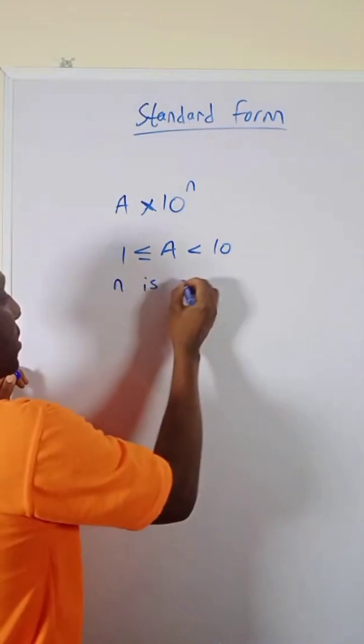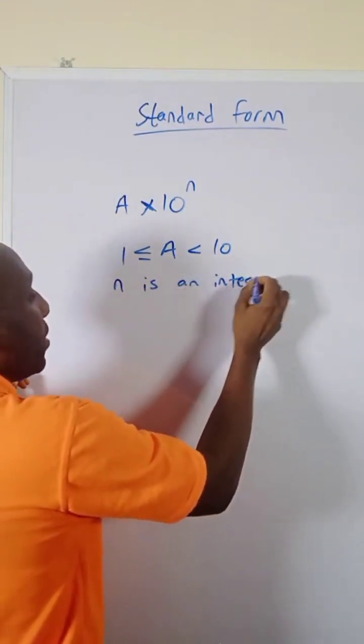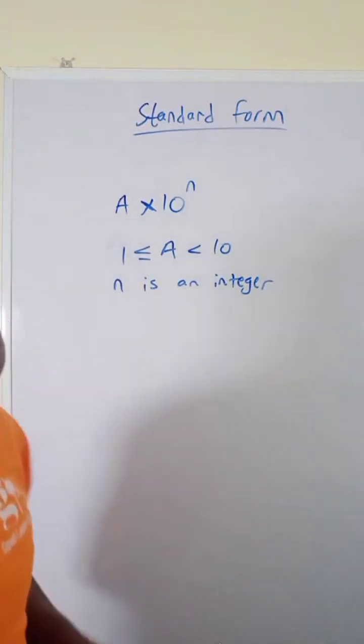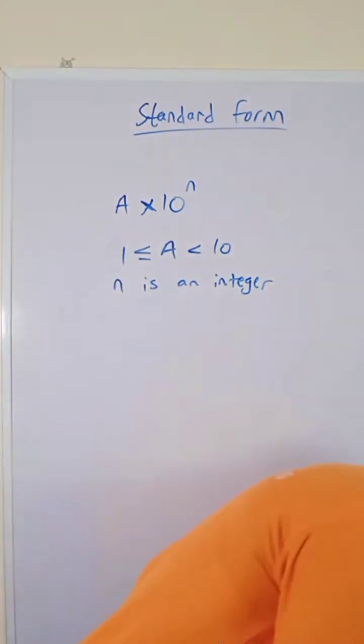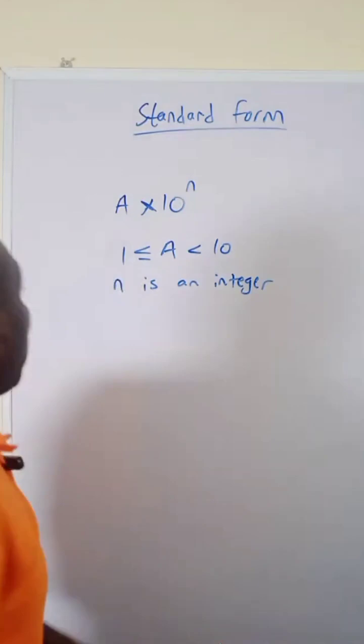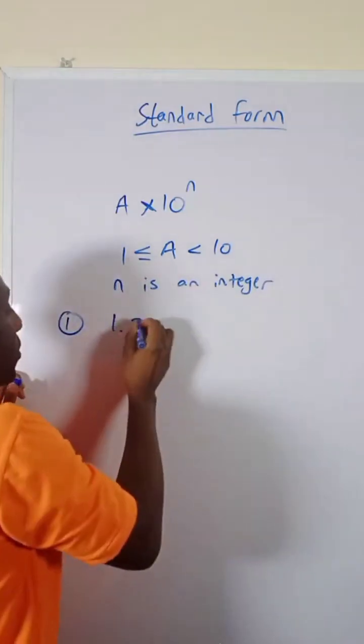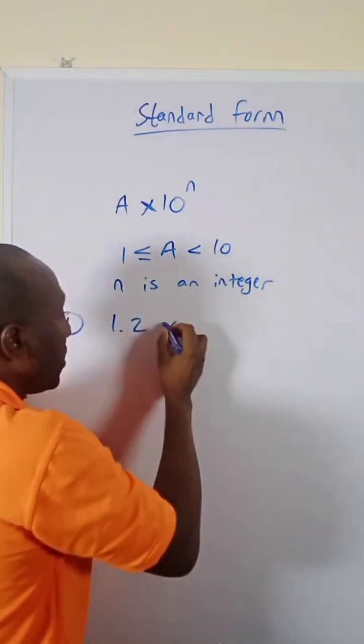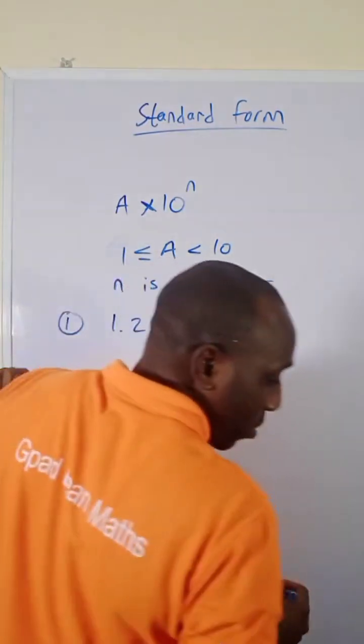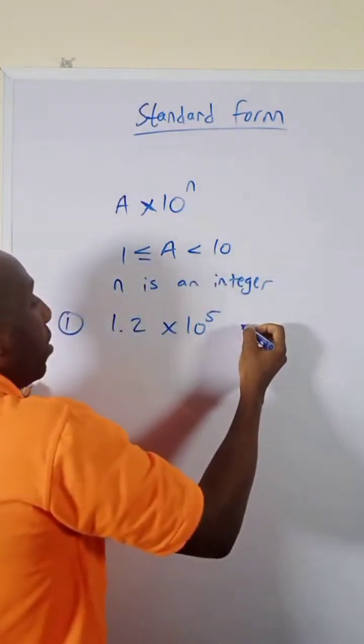And n is an integer, whether negative or positive. Okay, I think we can look at some examples now. Number 1, we want to write 1.2 times 10 raised to the power 5. They want to write this number as an ordinary number.